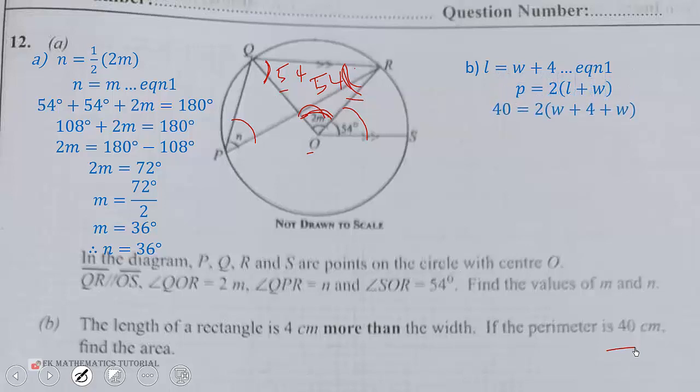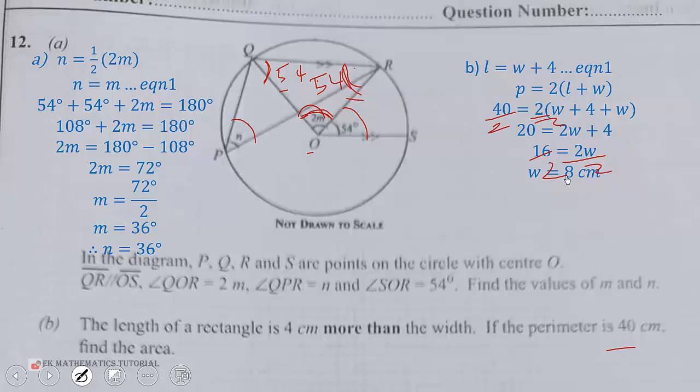40 is equal to 2 into W plus 4 plus W. So divide both sides by 2. You get 20 here by 2. So 20 is equal to 2W plus 4. Subtract 4 from both sides. We get 16 equal to 2W. Divide both sides by 2. You get W equal to 8 centimeters.